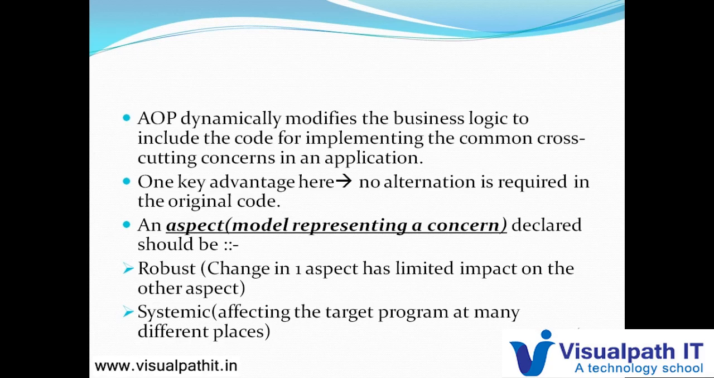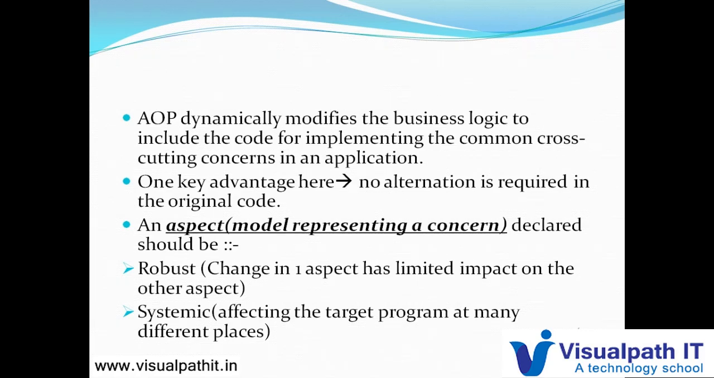So what is an aspect? An aspect or a concern, whatever it has been declared, is a model representing a concern. What exactly is an aspect? The definition of an aspect is that it's a model representing a concern. It's kept as separate source code.